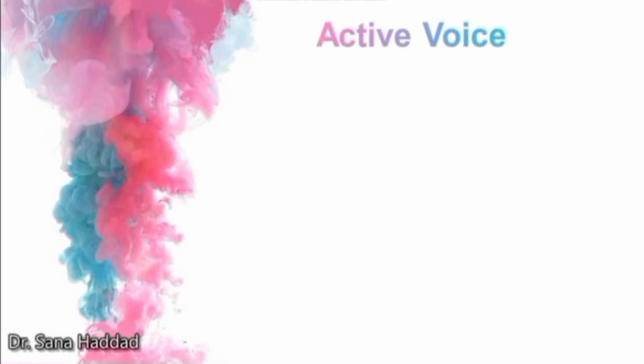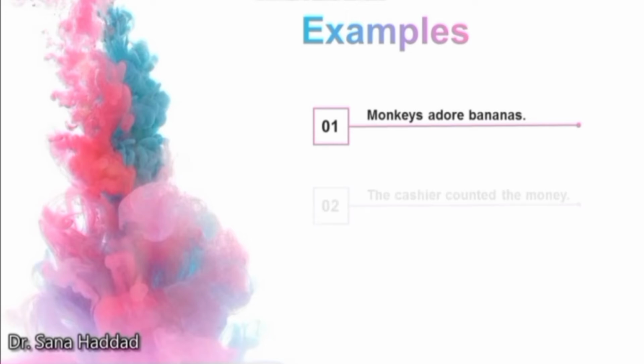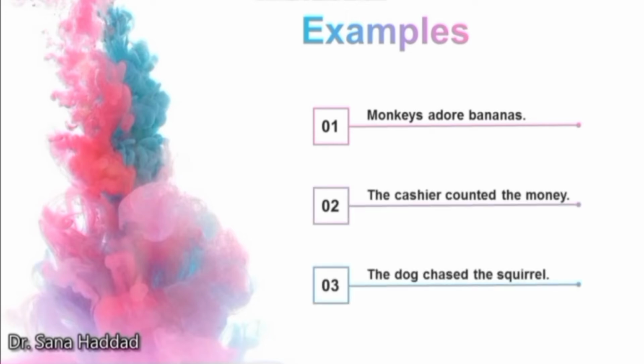Active voice: when the subject of a sentence performs the verb's action, we say that the sentence is in the active voice. Sentences in the active voice have a strong, direct, and clear tone. For example, monkeys adore bananas. The cashier counted the money. The dog chased the squirrel. So all these are in the active voice.